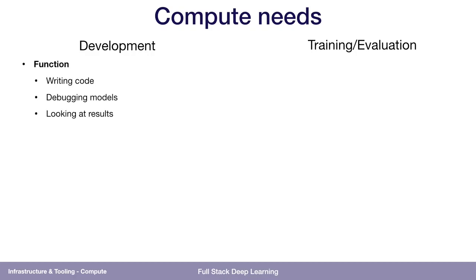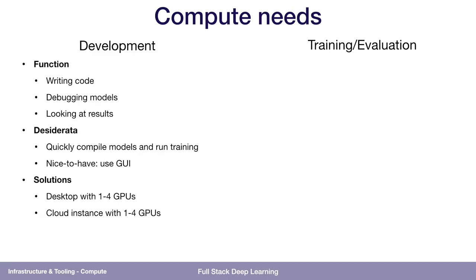So what I mean by development is you're actually writing the network code, you're writing the model code, the loss function. You're trying to get it to train on some sample of the data, debugging it along the way, looking at the results. It's very iterative. And what you really want in this stage is to be able to quickly run little training loops and then hopefully be able to use a GUI of some sort to look at results.